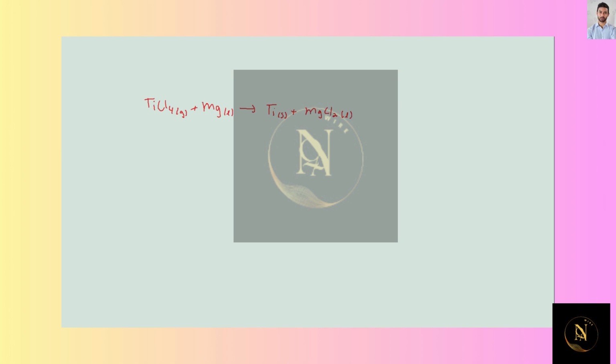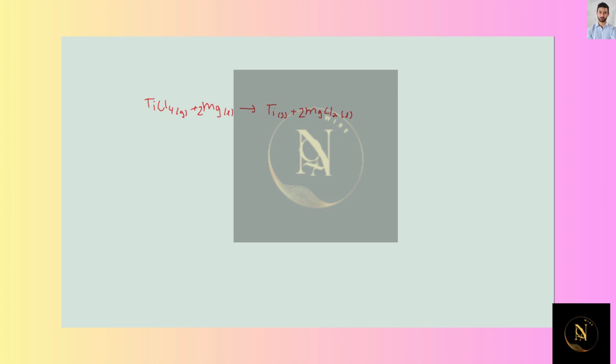And we need to balance this reaction. So I have 4 chlorines on the left, I only have 2 on the right, so I need to put a 2 here. That now gives me 2 magnesium, so I need to put a 2 here. There's 1 titanium on each side. So that is our balanced reaction for part A.